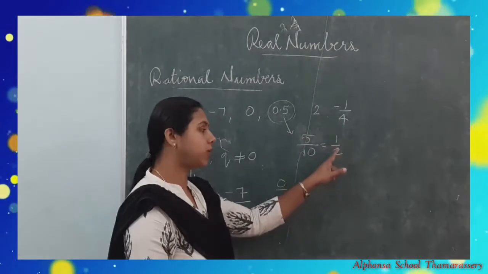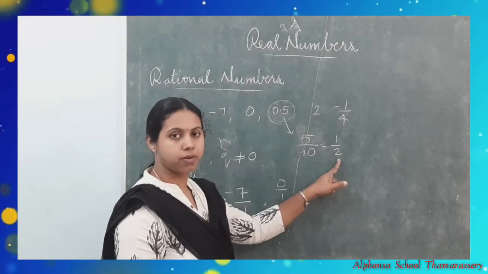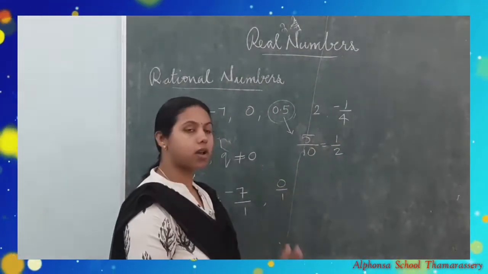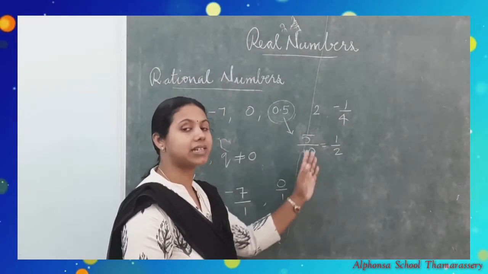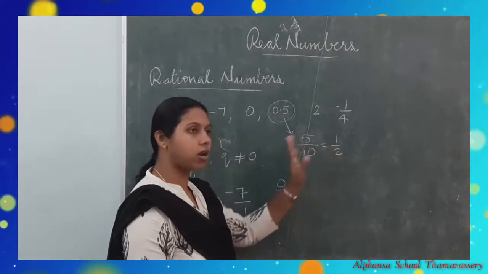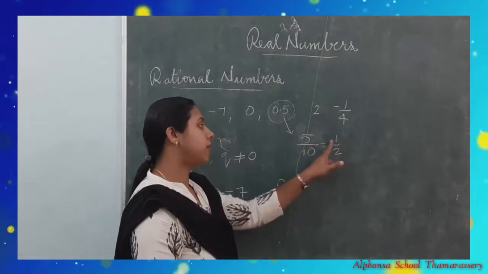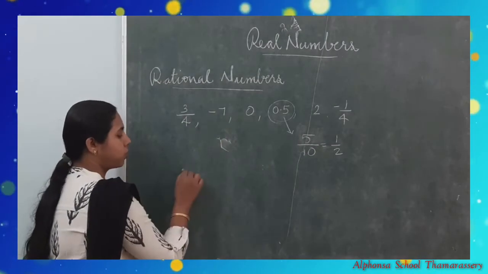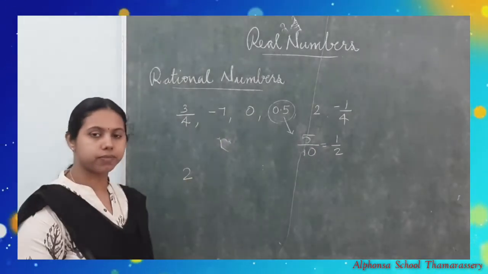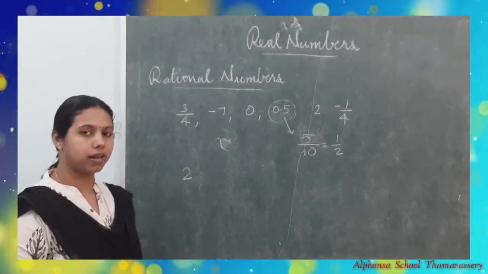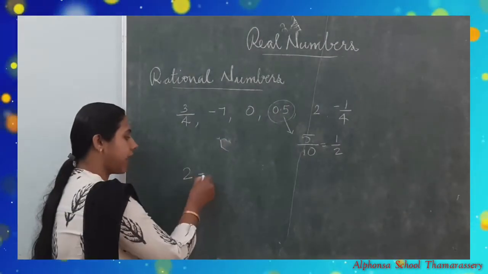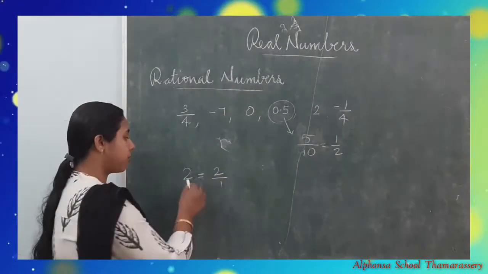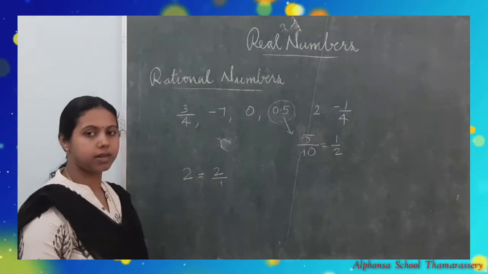That means P and Q are co-prime numbers, because these two integers P and Q have only 1 as a common factor. There is no other common factor other than 1. Such numbers are called co-prime numbers. So now we can say this is in the standard form. See the next number, 2. 2 is an integer. Is it a rational number? Yes, because we can write this 2 in the form of 2 by 1, that is in the form of P by Q. So 2 is also a rational number.